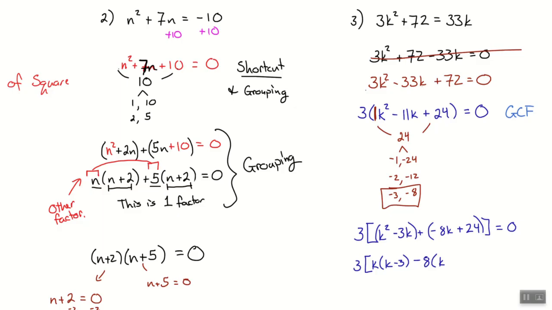What's 24 divided by negative 8? And check this out. Kian, you were asking about all this, but notice one of my factors is a k minus 3. And what's the other one? What's the other one?